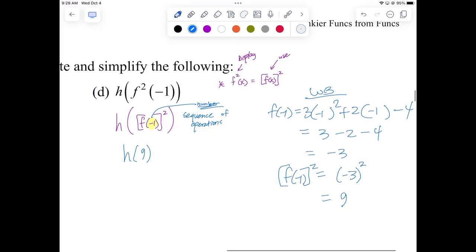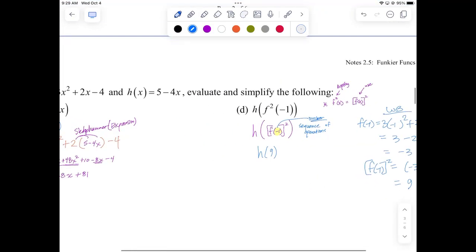Okay, now, how do I find h of 9? Well, I plug it in. H is 5 minus 4 blob. So I put parentheses where there used to be an x. I do it every time. And what am I plugging in for the parentheses there? A 9. So now I get 5 minus 36, which is -31. That makes a great multiple choice question as well.